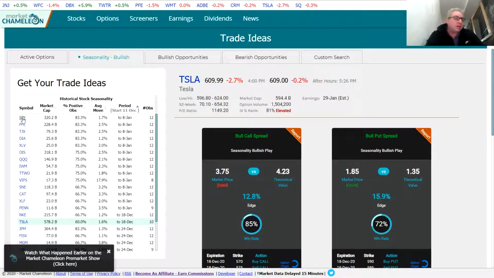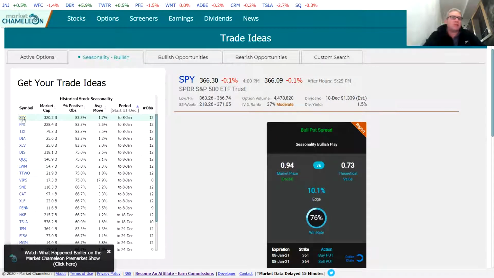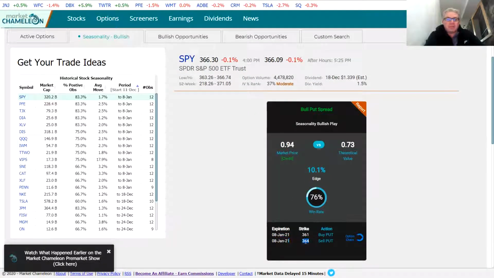Let's say SPY. You can bet that the S&P 500 will go up. It's at 366. You sell 364, you buy 361. So $300 at risk, but not really, because this pays 0.94. Let's say 1. So you're collecting $100 up front, give or take, while risking $200. And as long as the S&P 500 stays above 364 by next month, you collect $100 for one contract. Put up $2,000 collateral, collect $1,000 in a month. What's wrong with that? Instead of $73, you collect 94, but theoretically it should be at 73.